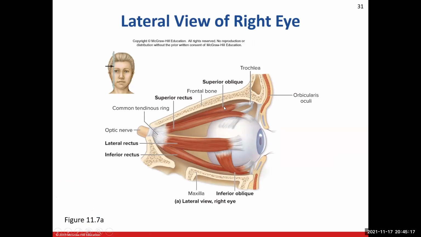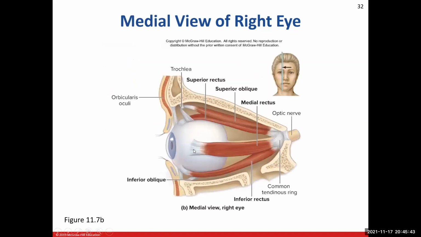Now, we've already talked about the superior oblique because when we were talking about cranial nerve number 4, the trochlear nerve, that's the only muscle that cranial nerve innervates: the superior oblique. Remember the one that had the tendon that went through this little pulley-like system and then attached onto the lateral superior portion of your eye? That's the superior oblique. That's one of your extrinsic eye muscles here.